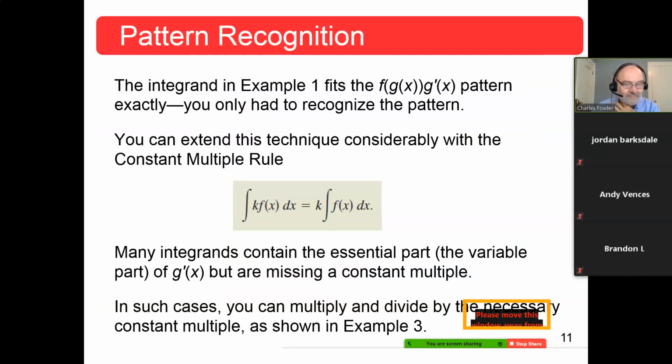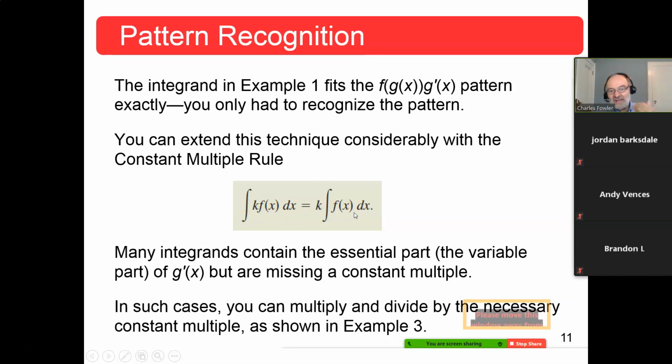Okay, now, top of your page 33, this paragraph, they didn't do example 2 on the slide set, so they just said the integrand in example 1, but it was also 1 and 2, fits the integrands that fit the model, the pattern exactly. You only had to recognize the pattern. So what? You can extend that technique considerably with the constant multiple rule, and this is really what we did on that last one. When we had a 2 secant squared x times tangent x plus 3, we just pulled the 2 on the outside and then proceeded to do that.